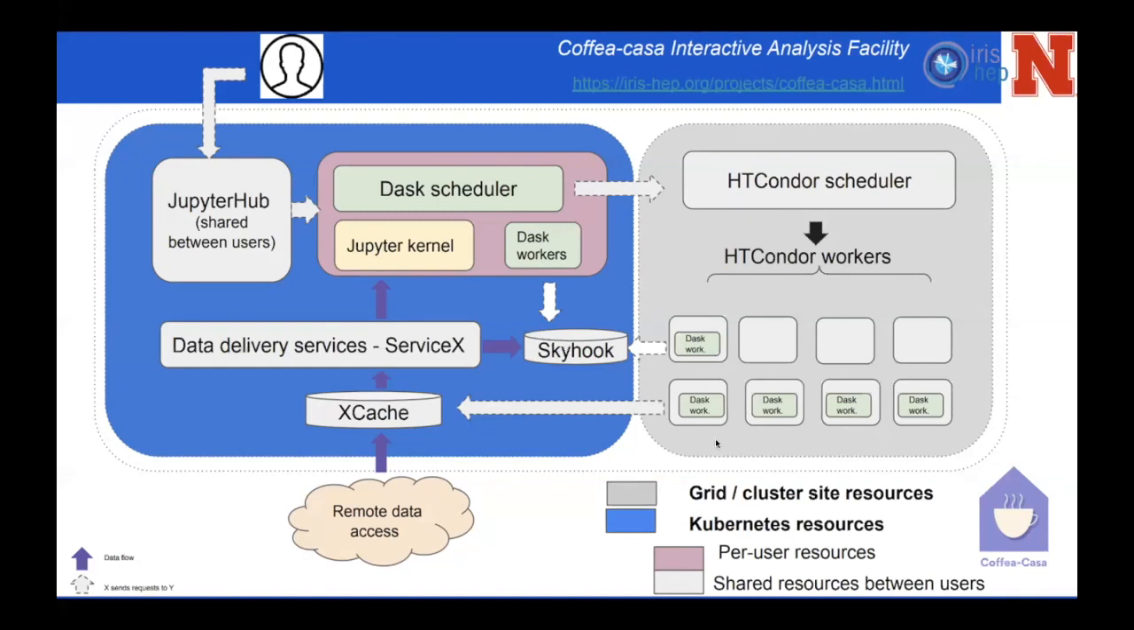So how it helps is that ServiceX delivers a lot of files containing nano events and all the high energy physics data. So what we do is that we ingest the data from ServiceX into Skyhook, and then the Dask workers and the entire compute cluster access the data from Skyhook. This is because we want to make use of Skyhook as a fast cache.